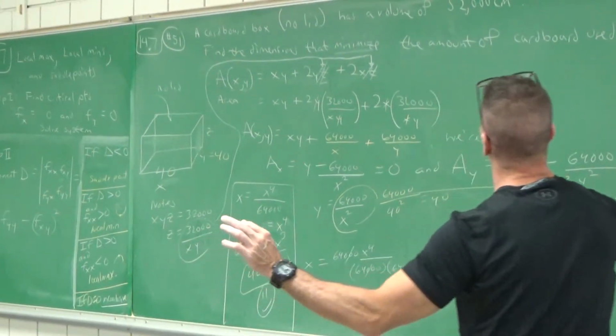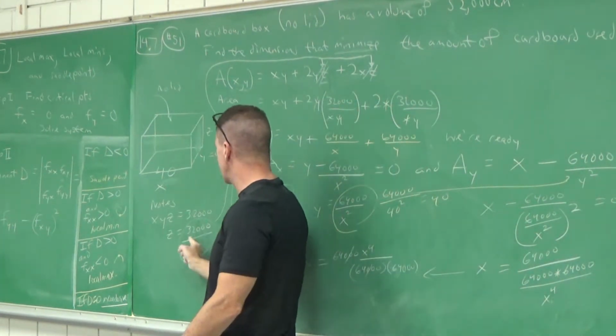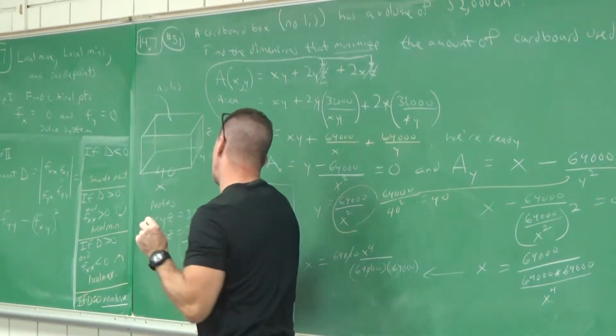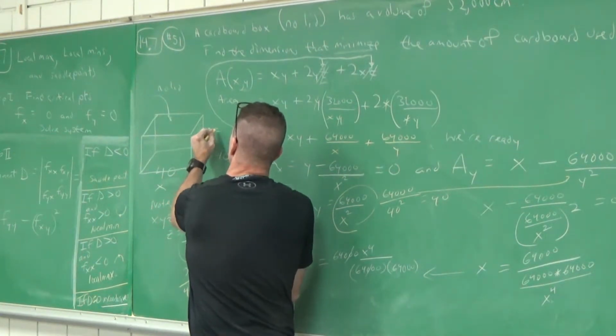Where's z? There it is. Right there. 32,000 over x squared. 32,000 over 40 times 40. Well, that's not 40. Is that 20? Yep.